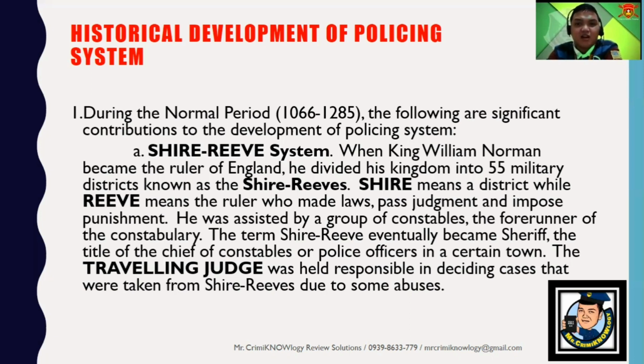So what King William the Norman did during his time, his place was divided into 55 military districts. Each district is called shire, and each leader or ruler in that district is called a reeve. That's why it was called shire-reeve, and they have a group of constables who help them in enforcing the law. That's why shire-reeve is the forerunner of the word sheriff, and sheriff was known to lead the constables. And the traveling judges are traveling, as mentioned, and they are the ones giving decisions on the crimes committed because of some abuses during this time.